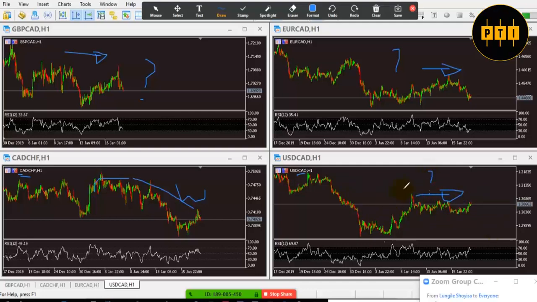So what you're going to do then is make your conclusion that the Canadian dollar overall is actually moving in a ranging format. It is neither weak nor strong. It is not weak, it is not strong.